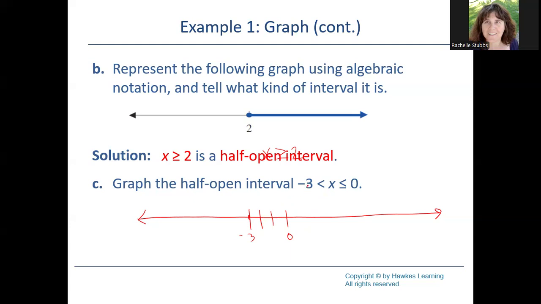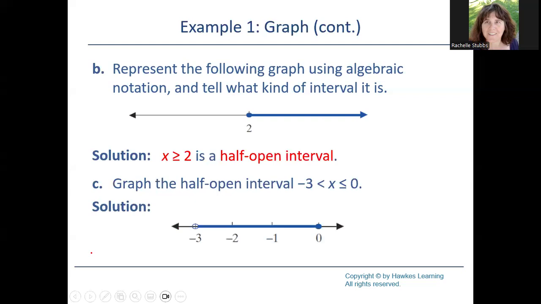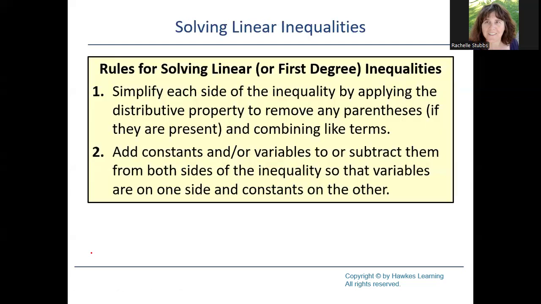Now notice at -3, it doesn't include the -3. So I'm going to draw an open circle here. But at 0, it does include 0. So I'm going to draw a closed circle there. And then I just kind of shade in between here to show that it's in between there. And there they do the same thing.